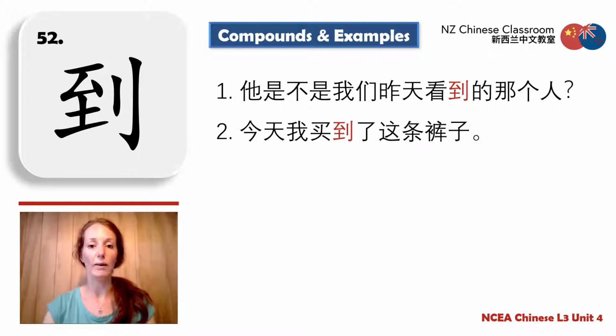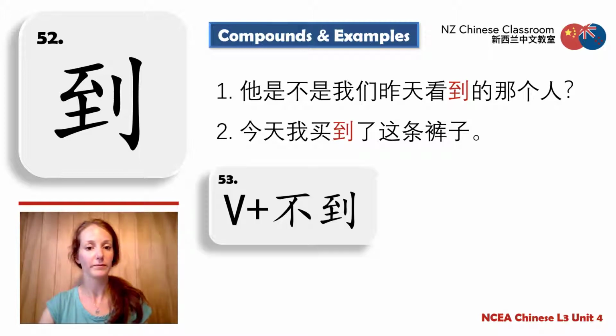Okay, second one. 今天我买到了这条裤子. Today I bought this pair of pants, or this 条 of pants, long skinny thing. Remember the measure word for pants. So 买到, again, it comes straight after the verb. And it really shows that we actually got it, we obtained it. So we bought it. So this is a result complement. It goes after a lot of different verbs. You should look out for a few different ones.